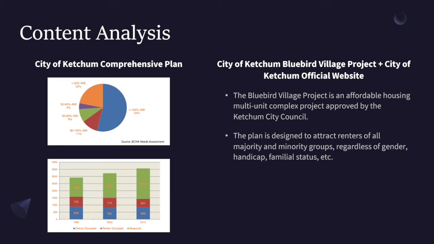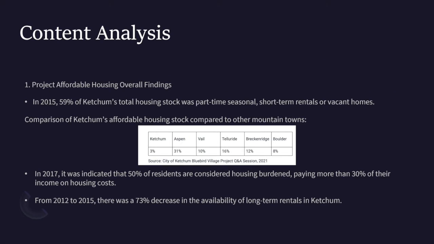The second one we learned from the City of Ketchum Bluebird Village program and the City of Ketchum official website. The Bluebird Village program is an affordable housing multi-unit complex project approved by the Ketchum City Council, and the plan is designed to attract renters of all majority and minority groups, such as gender, handicap, and so on. And so what we find overall is in 2015, 59% of Ketchum's total housing stock was part-time seasonal short-term rentals or vacant homes.